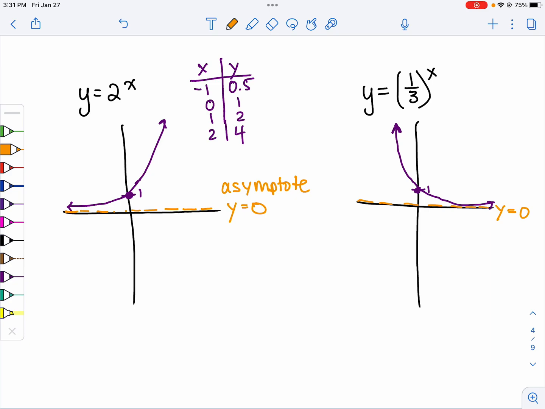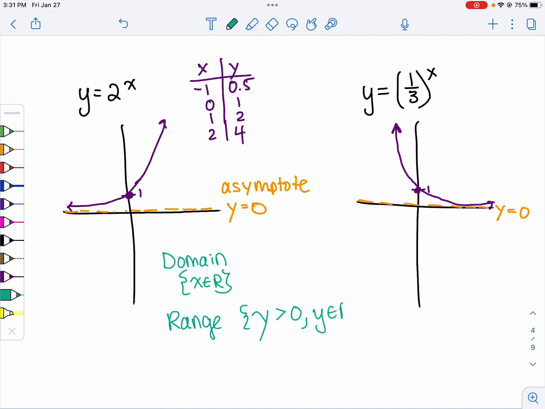We talked about domain and range too. So the domain, we talked about that in unit 2 as well. Domain for exponentials is x is a real number because it's going to go on in both directions. And the range for both of these is y has to be greater than 0, not equal to it though.